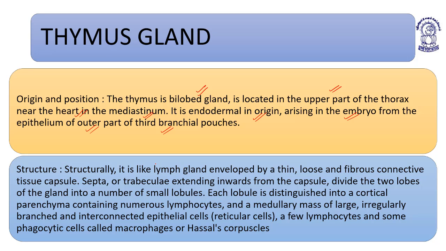Structure. Structurally, it is like a lymph gland enveloped by a thin, loose, fibrous connective tissue capsule. Septa, meaning divisions, also known as trabeculae, extend inwards from the capsule and divide the two lobes of the gland into a number of small lobules, just as in the case of the thyroid gland.